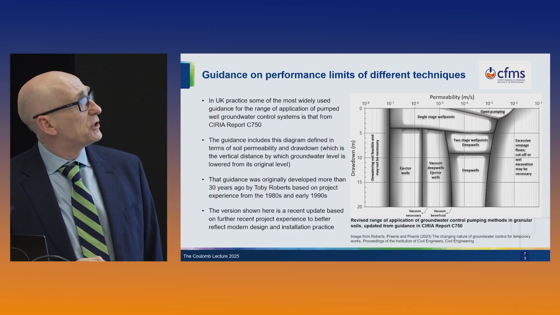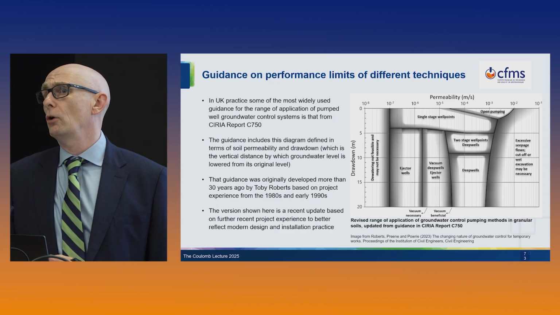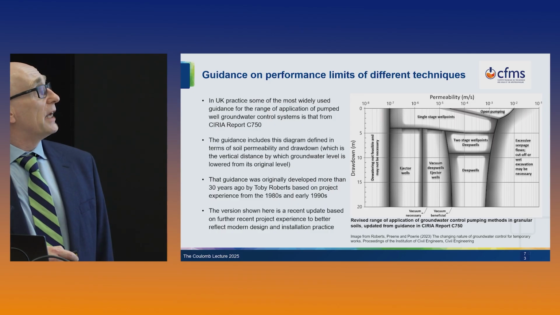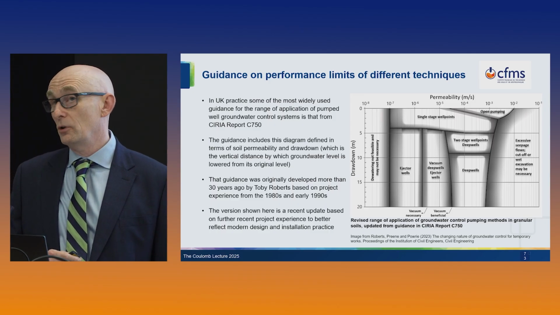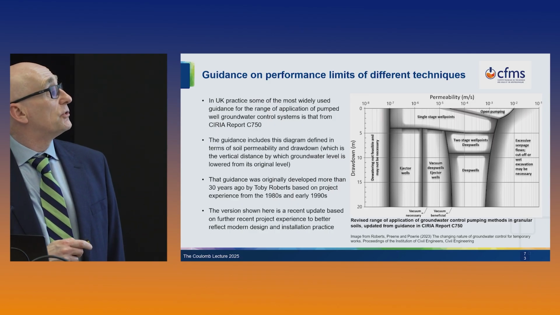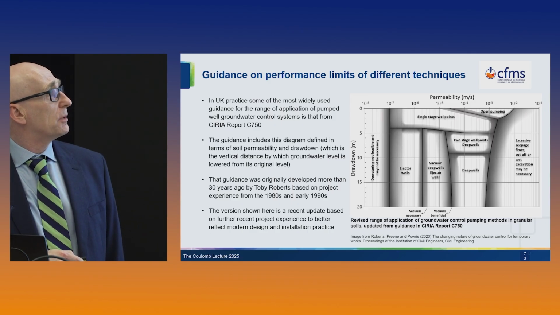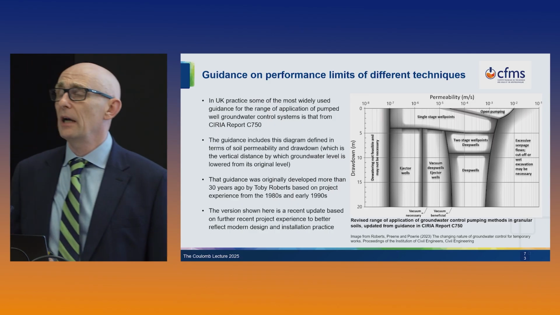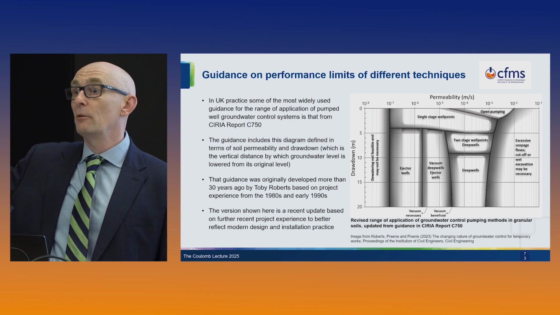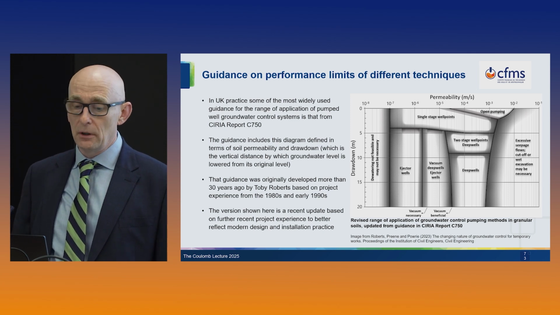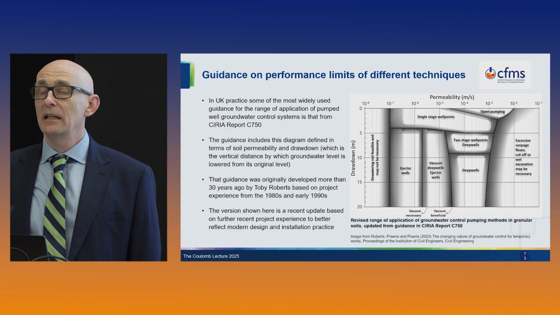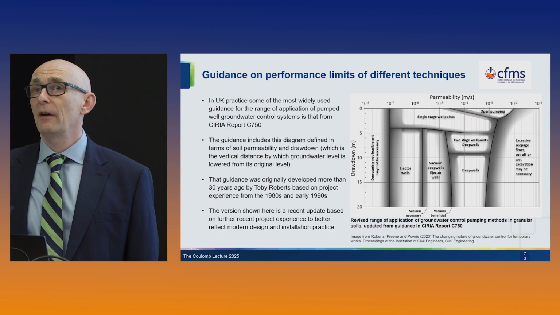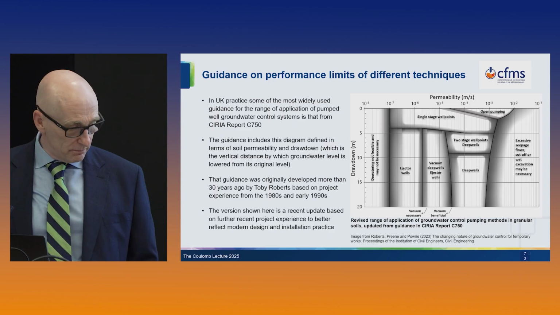Up here, 10 to the minus 3 meters per second, that's a coarse gravel perhaps. Drawdown is the amount of vertical lowering of the groundwater level. So from 0 meters, 5 meters, 10 down to 20 meters. So in very simple terms, if we lower the groundwater level by 5 meters, that will be a drawdown of 5 meters. And what this diagram does is it identifies the primary range of application of the different methods.